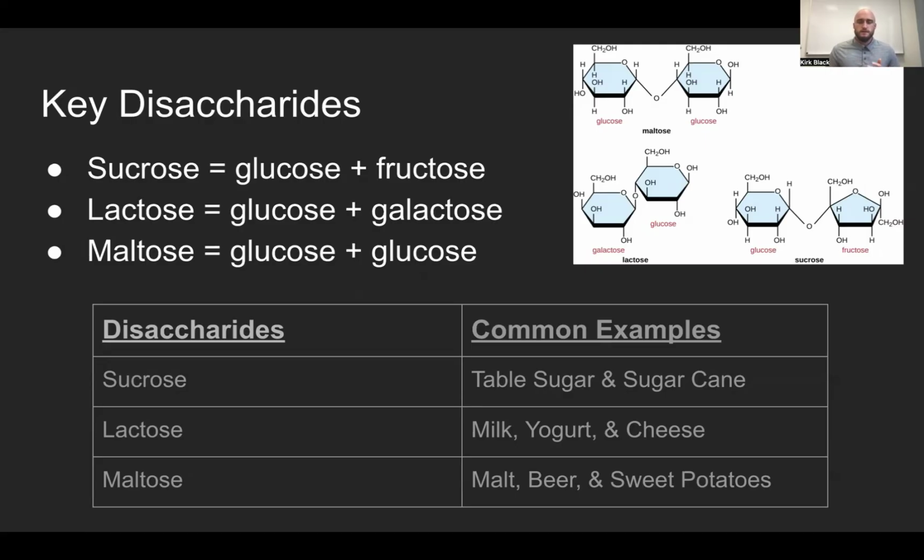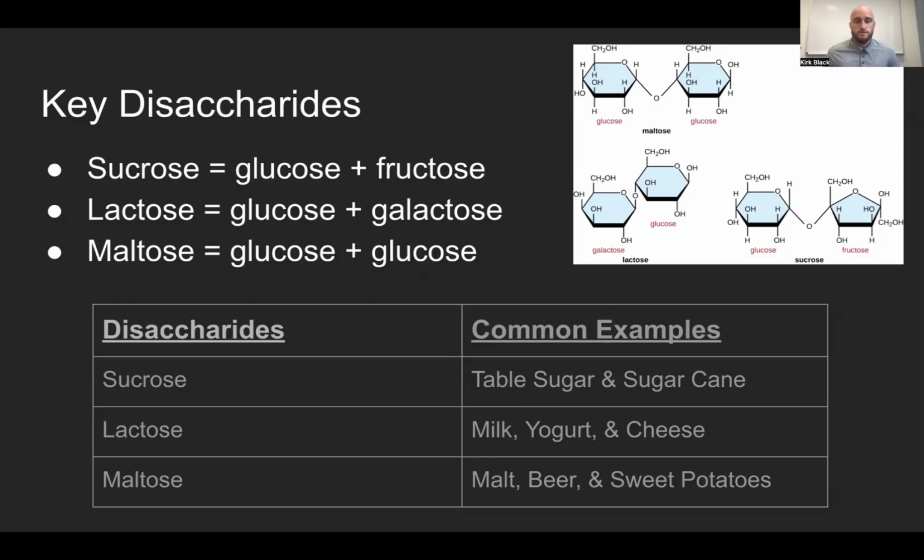And the next key disaccharide that I wanted to discuss is lactose. Like I said earlier, lactose is in milk, yogurt, and cheese. Some people are unable to break down lactose into glucose and galactose monosaccharides, meaning that they have a lactose intolerance. This enzyme is called lactase. If you lack lactase, whenever you consume lactose, it can lead to digestion issues, abdominal distension, diarrhea, things of that nature.